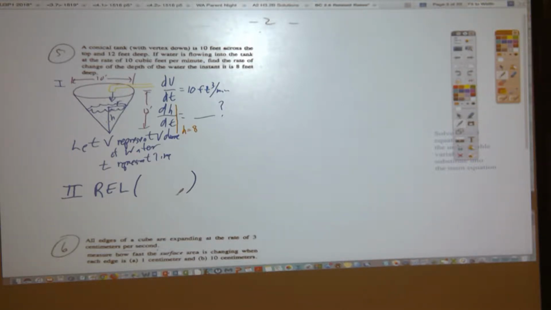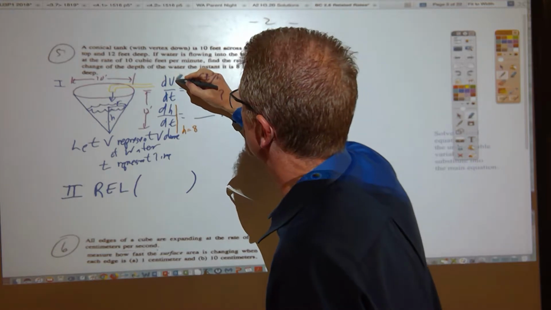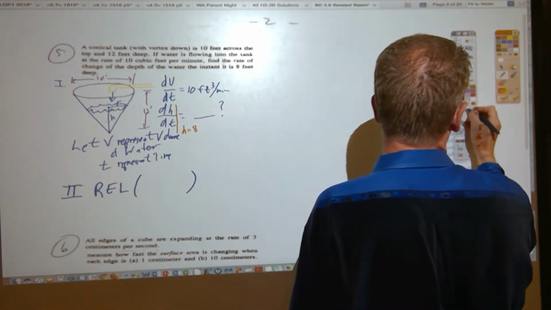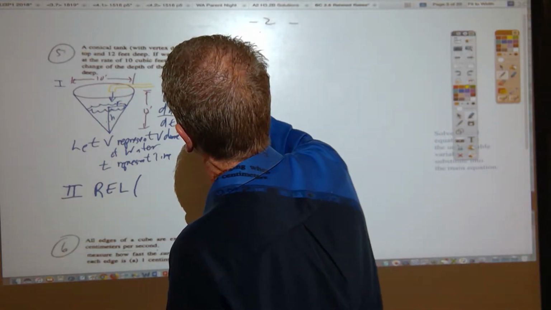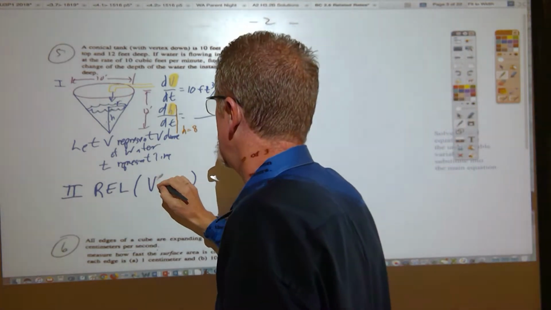What are the letters that go in there, Jonathan? V and H. Yeah, we're piggybacking off, springboarding off of our work in Roman numeral 1. It's going to be whatever those two letters are. In this case, it's V and H.